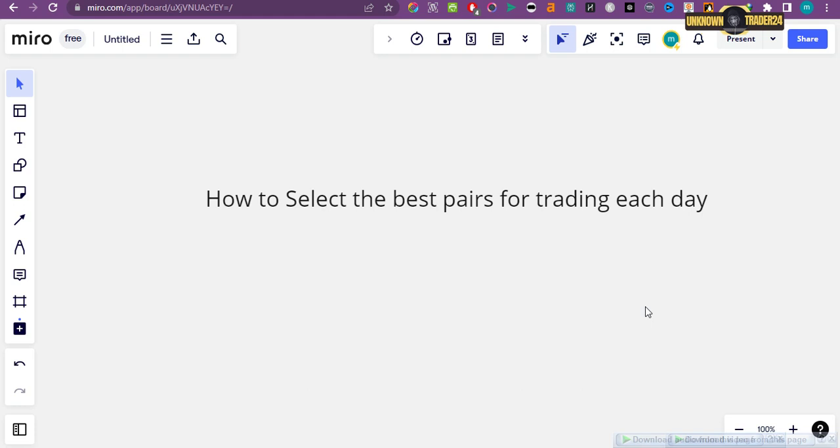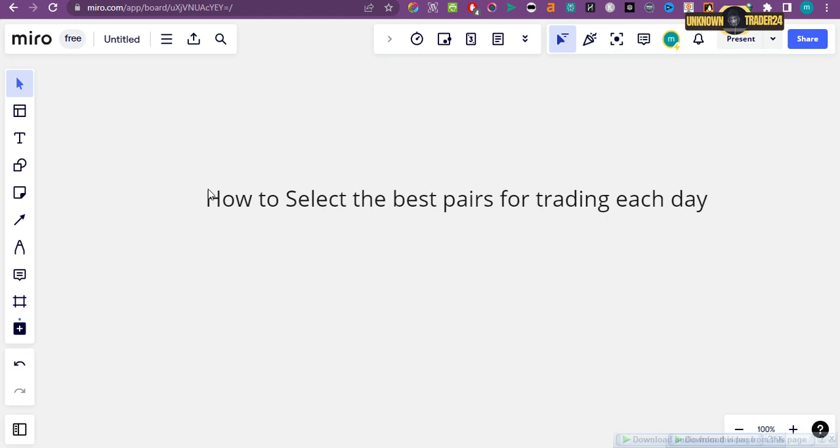I want us to look at how to select the best pairs for the day. We all know there are many pairs. However, each and every day you'll find that there are only two pairs that are actually showing your setup. So I want to show you how we select the best pairs for the day. Without any further ado, let's jump into it.